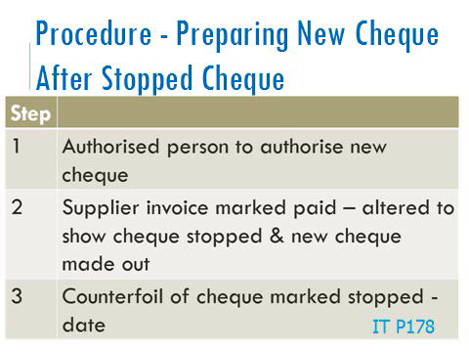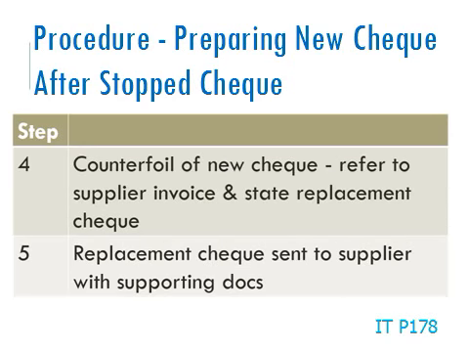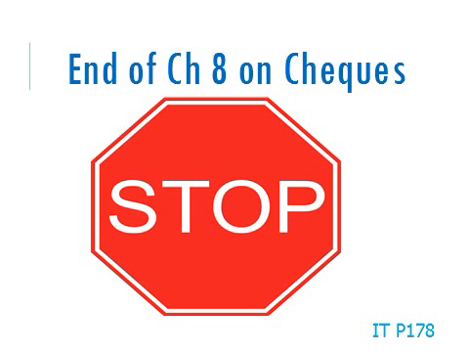Step 3. The counterfoil of the stopped cheque should be marked stopped with the date that the cheque was stopped. Step 4. The counterfoil of the new cheque should refer to the supplier invoice and needs to state that it is a replacement cheque. Step 5. The replacement cheque then should be sent to the supplier with supporting documents, a cover letter or a remittance advice. This is the end of the video lecture called Chapter 8, on Cheques.